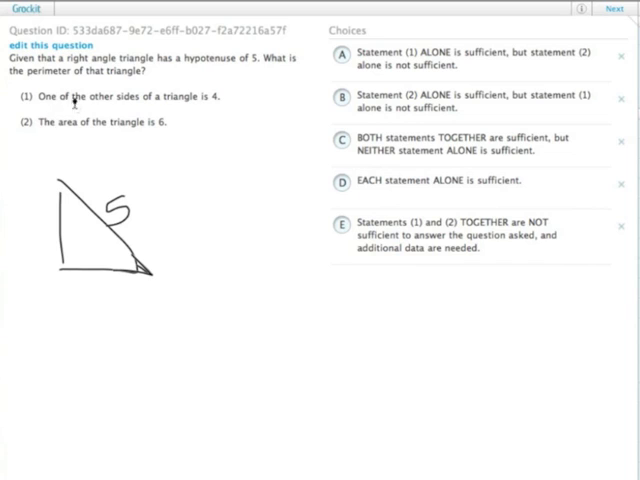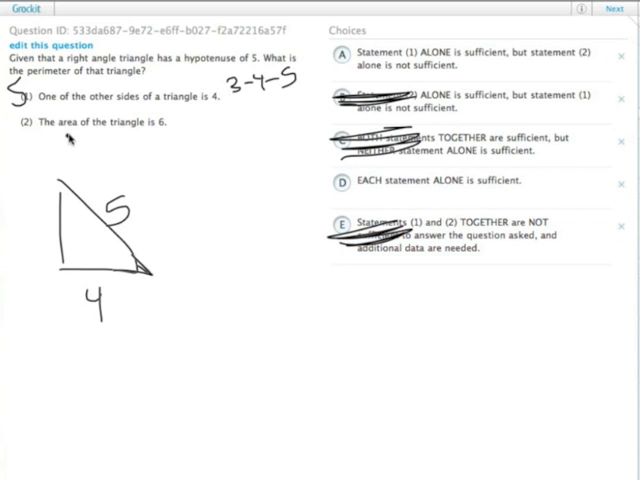Statement 1 tells us that one of the other sides of the triangle is 4. We now know that it's a 3, 4, 5 triangle. Even if you didn't know that, you could say, well, I could use the Pythagorean theorem to figure out the third side. So that's totally sufficient on its own. We cross off B on its own as well as the two insufficient statements.